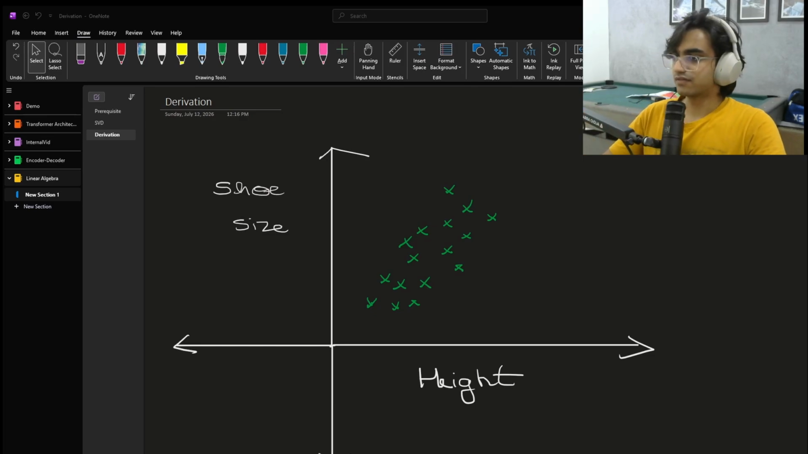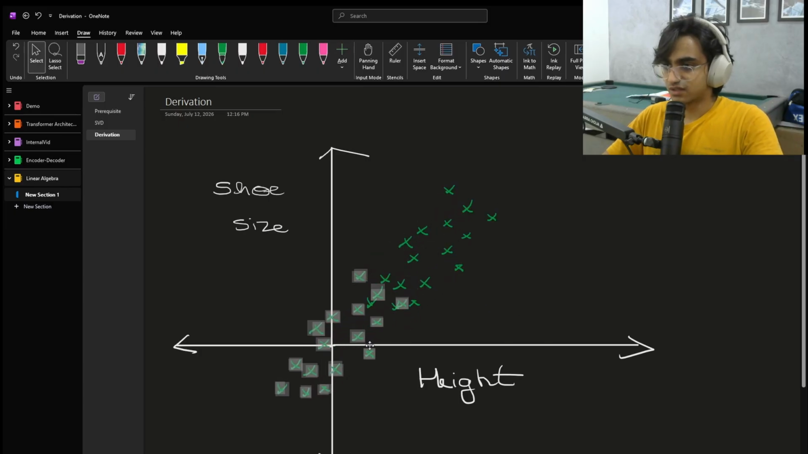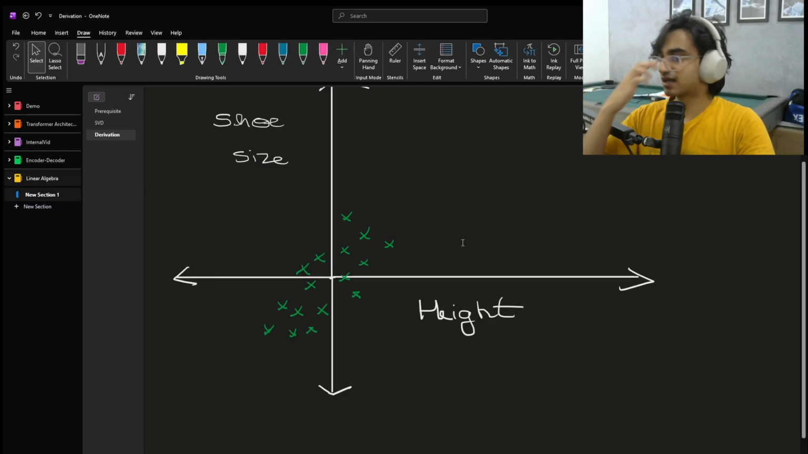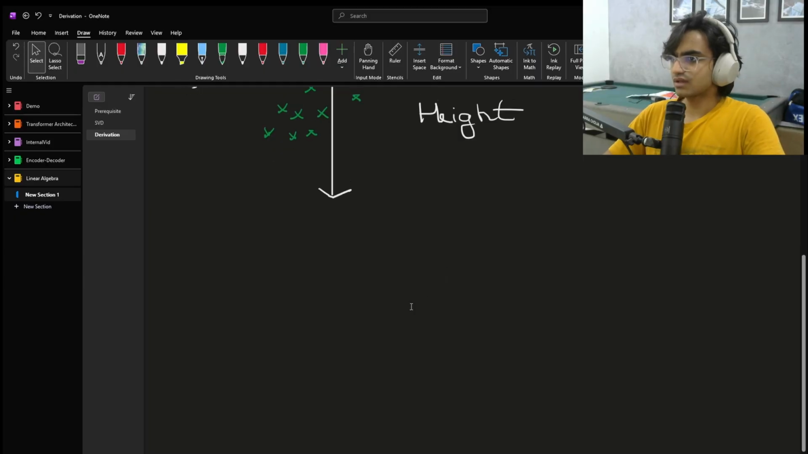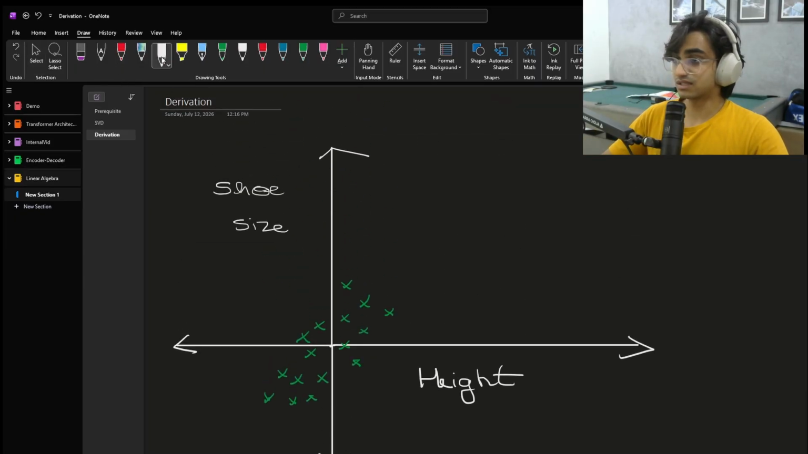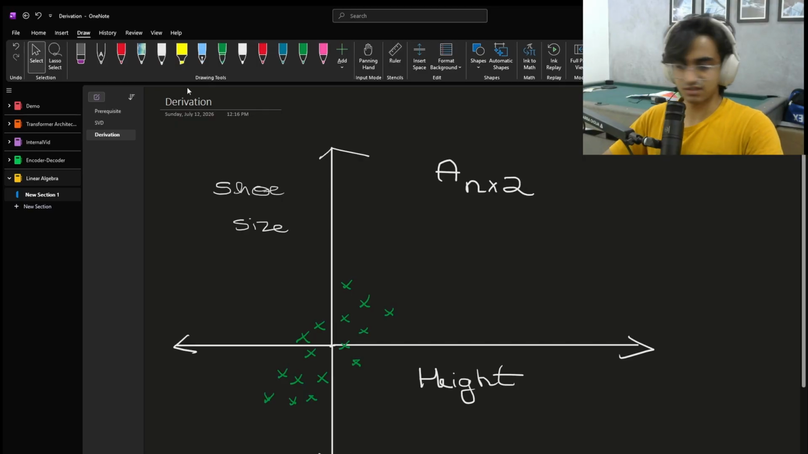Here on this graph, we can see we've got shoe size and height, and we've got our points plotted over here. For simplicity, I'm going to centralize the data, so consider this as mean centralized. Let's call our centralized points matrix A. There are n points and each has 2 dimensions. So we've got A, which is n cross 2.